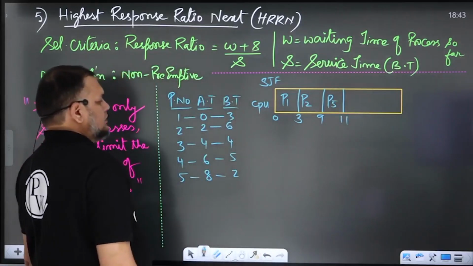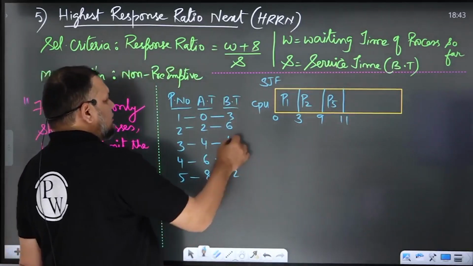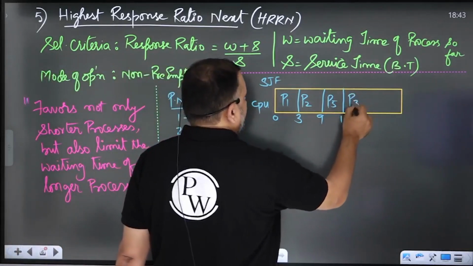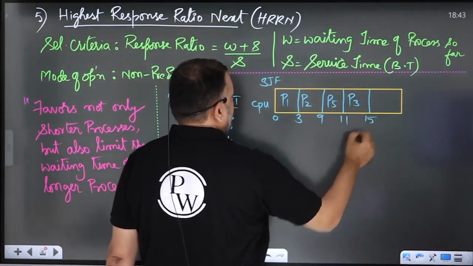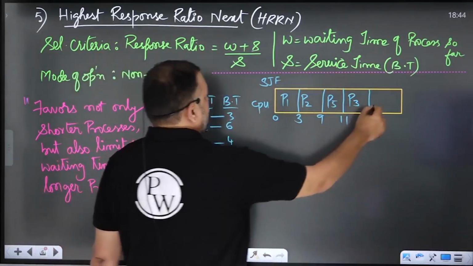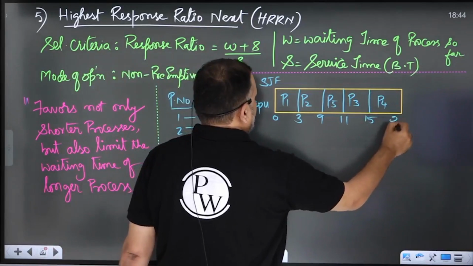It runs until 11, that is 9 plus 2. And then after that, P3 will run. P3 takes 4 units, completing at 15. And then lastly, P4 will run, completing at 20.